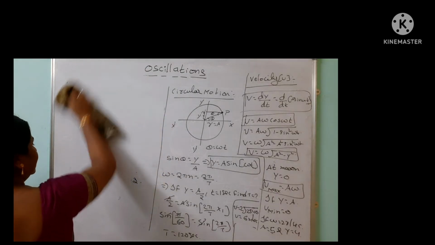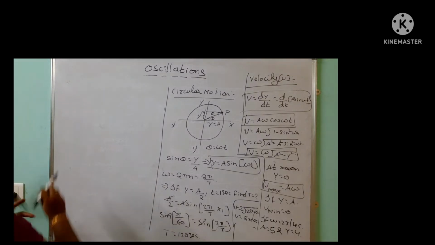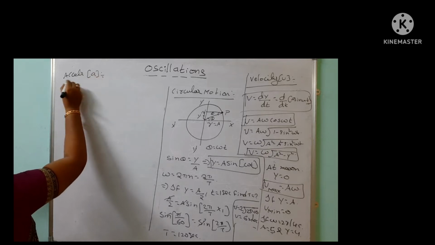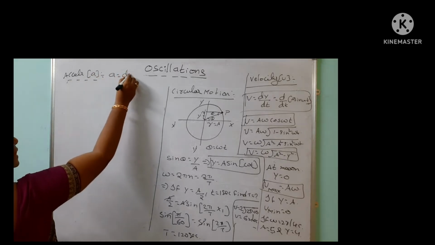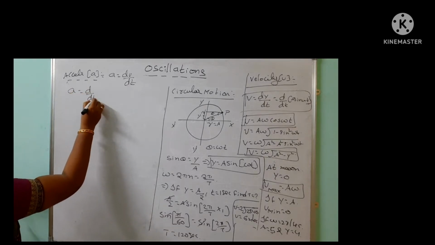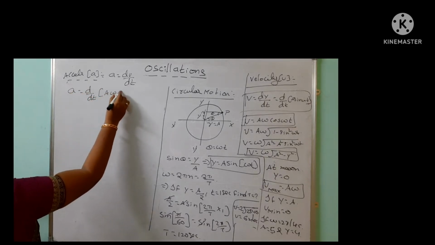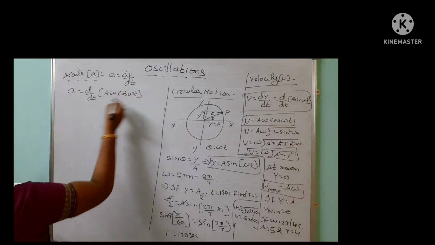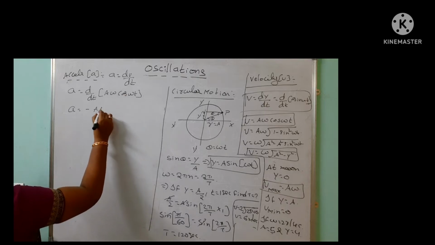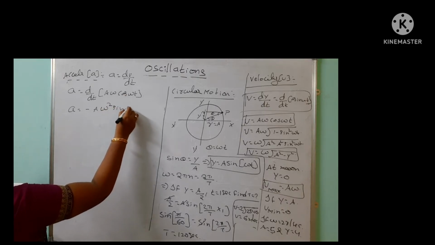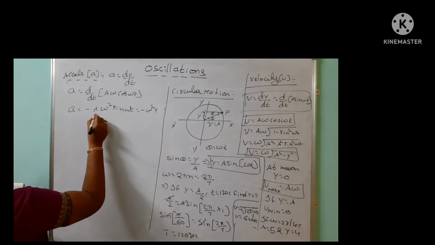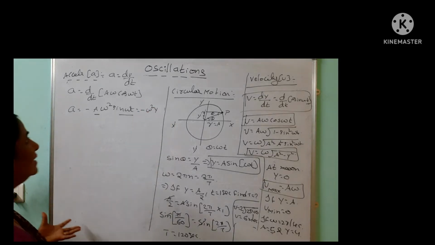Then we are focusing on the acceleration in this case. What is the acceleration in simple harmonic motion? So here, as usual, it is represented by a. We know that a equals the rate of change of velocity. When we differentiate the velocity, a omega cos omega t, we get a equals minus a omega square sine omega t. It should be minus omega square y. So instead of a sine omega t, we are getting the displacement.